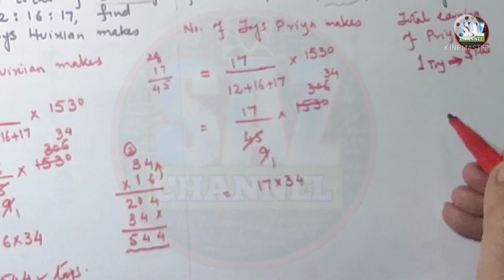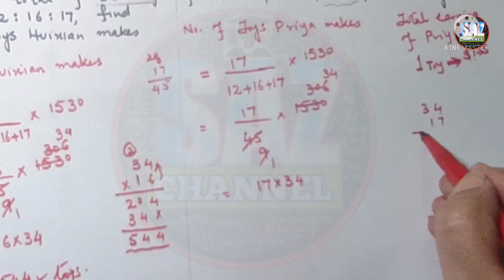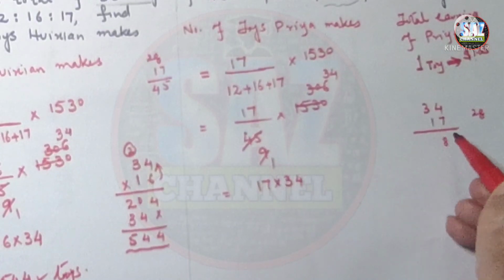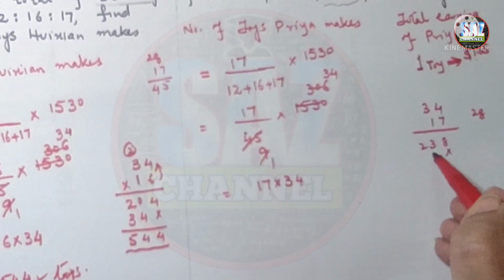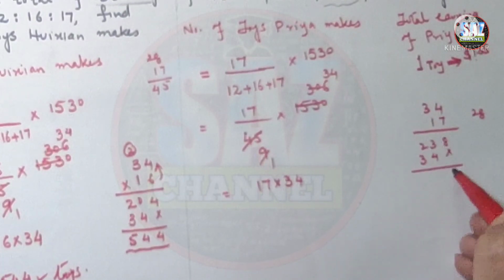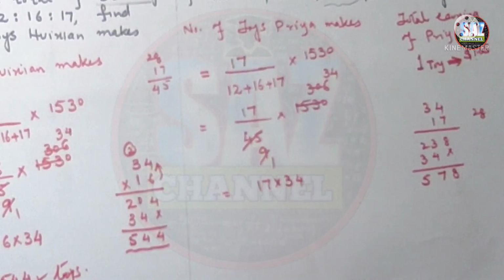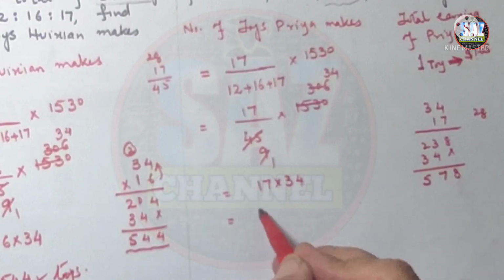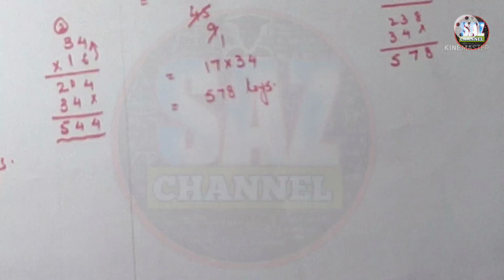Again, we have to perform the calculation here. 34 multiplied by 17: 7 4s are 28, 7 3s are 21, 22, 23, and 1 4 is 4 and 1 3 is 3, so 8, 7, and 5. Let's check the calculation once again. 34 multiplied by 17 gives me 578 toys. So she's making 578 toys.